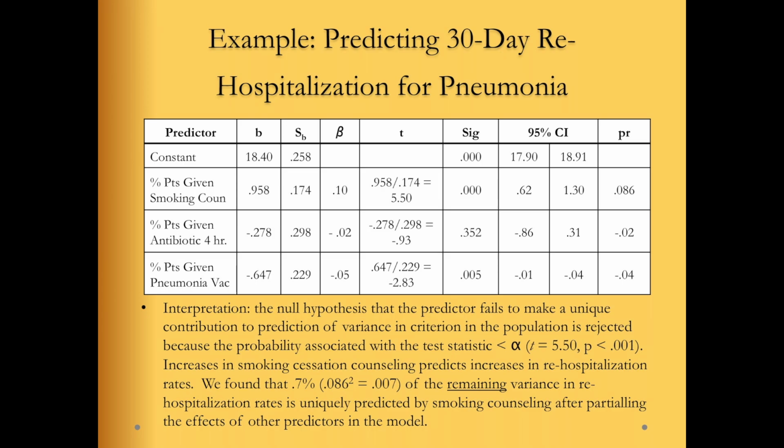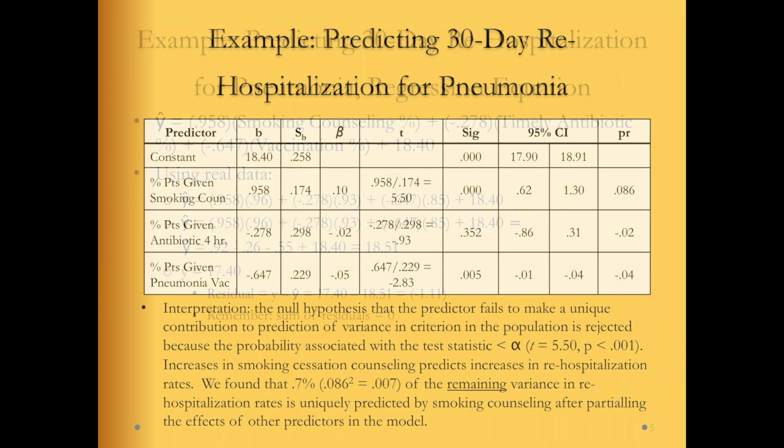Note that the result for the predictor percent of patients given pneumonia vaccine during their hospitalization has a negative or inverse relationship with rehospitalization rates. Finally, note that the predictor percent of patients given the appropriate antibiotic within 4 hours of arriving at the hospital is not a significant predictor of unique variance in the criterion when the other two predictors are in the model.